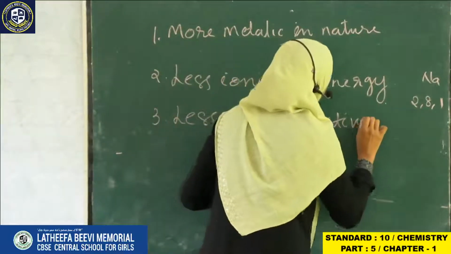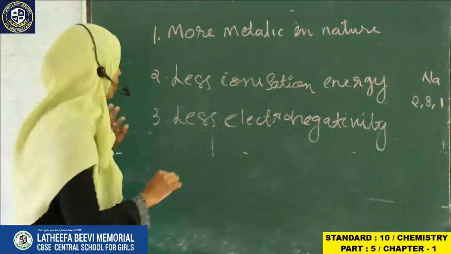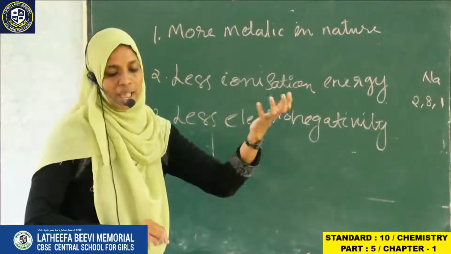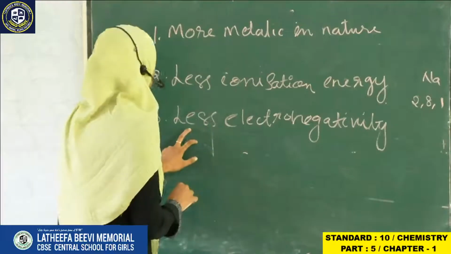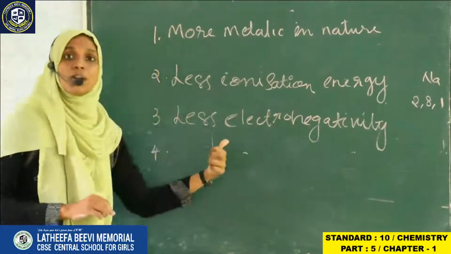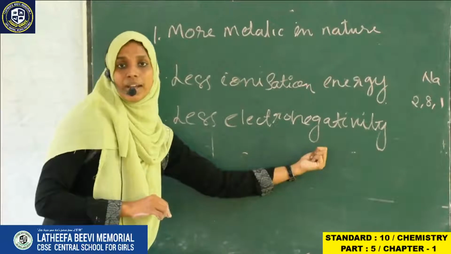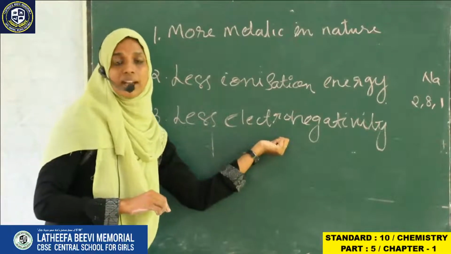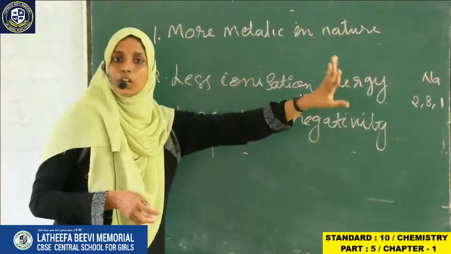ഇതിന് കുറച്ച് ഇലക്ട്രോനെഗറ്റിവിറ്റി മതി. It has less electronegativity. What is electronegativity? ഇലക്ട്രോനെഗറ്റിവിറ്റി എന്ന് പറയുന്നത് എന്താണ്? Ability of an atom to attract the shared pair of electrons. അതായത് ഇലക്ട്രോണിനെ അട്രാക്ട് ചെയ്യാനുള്ള എബിലിറ്റിയാണ്. For S block elements there is less electronegativity. Why do the S block elements have less electronegativity? Because in the outermost shell there is only one electron, so it donates the electron.